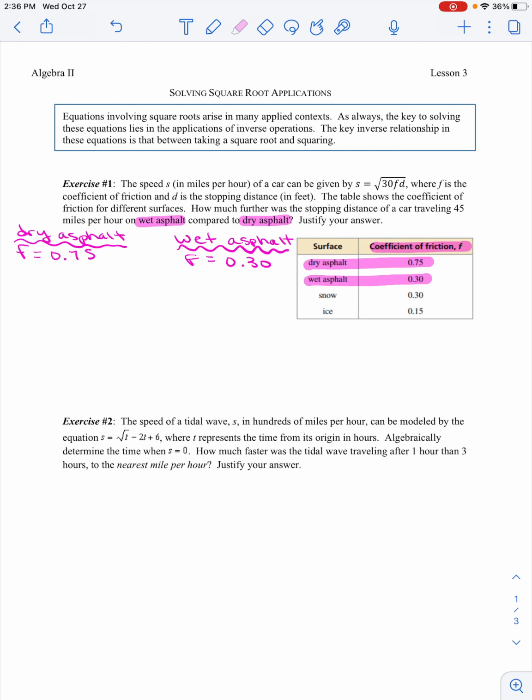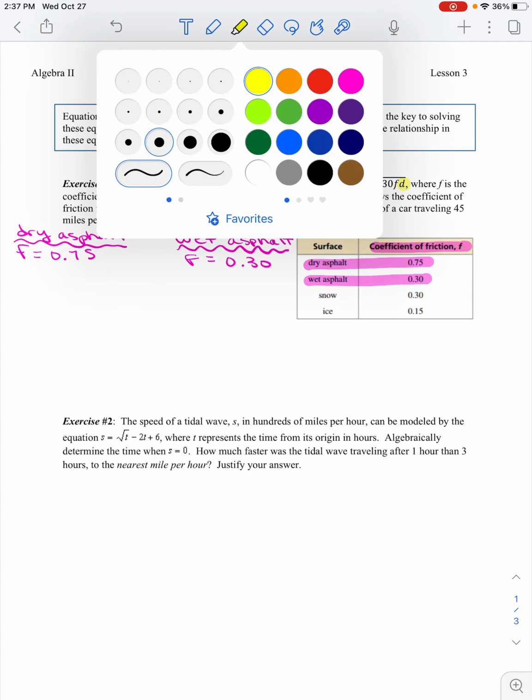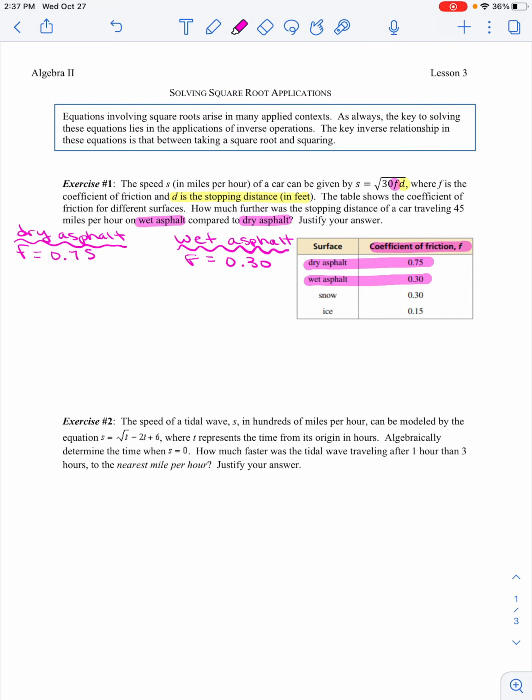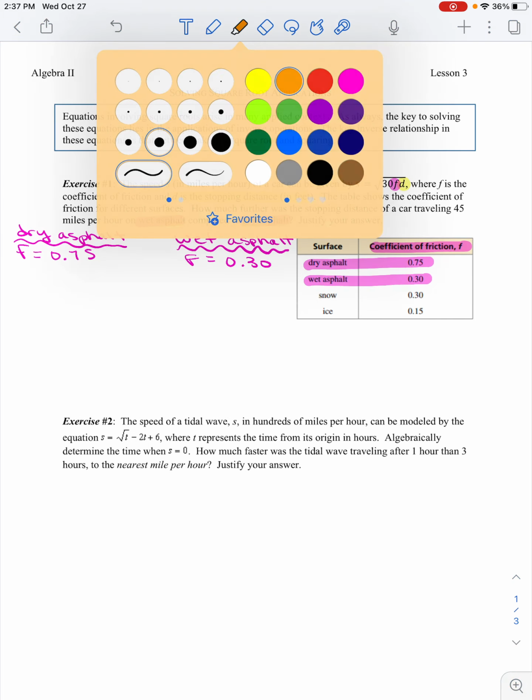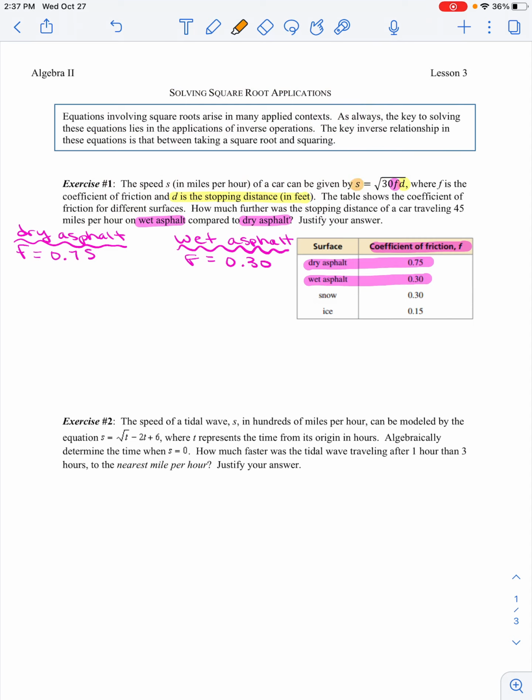Okay, now let's see what else we know. D is the stopping distance in feet, and they told us that that's what we're looking for. So we're trying to solve for that D. Coefficient of friction we just talked about. It's going to be different for each part of the question. And speed, that's our S value, would be 45 miles per hour. So I want you to take a minute to pause the video to try to answer the question.